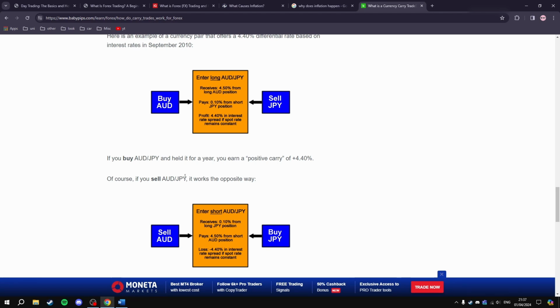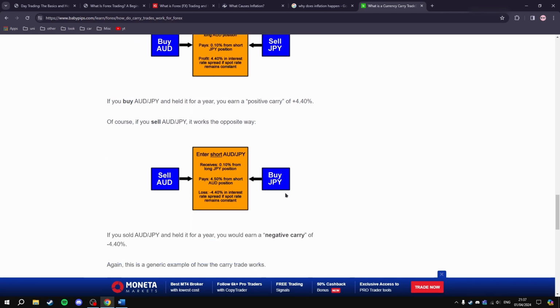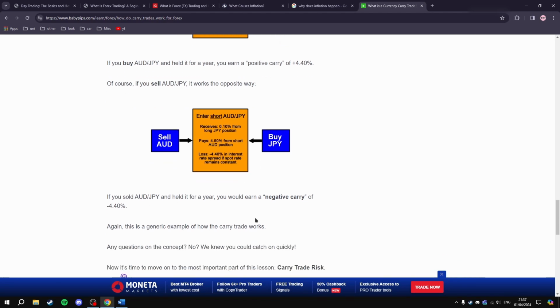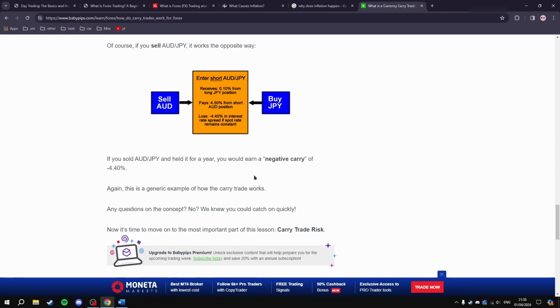Of course, if you sell AUD JPY, it works the opposite way. So instead of plus 4.4%, you basically get minus 4.4%. If you sold AUD JPY and held it for a year, you would earn a negative carry of minus 4.4%. Again, this is a generic example of how the carry trade works. Any questions on the concept? No? We know you could catch on quickly.